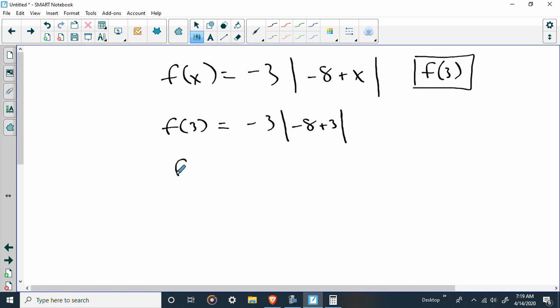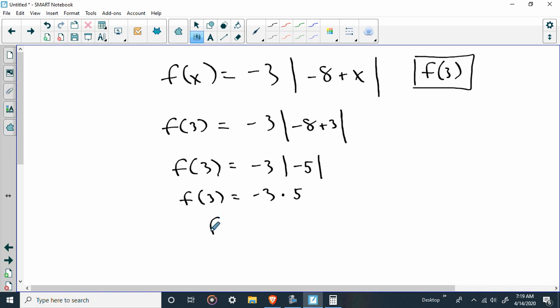So for right now, let's just evaluate this. We'll leave the -3. Again, parentheses first: -8 plus 3 is going to be -5. So we have -3 times the absolute value of -5. Remember, anything that comes out of the absolute value signs has to be positive, so these come off and this becomes positive. So this becomes -3 times 5.